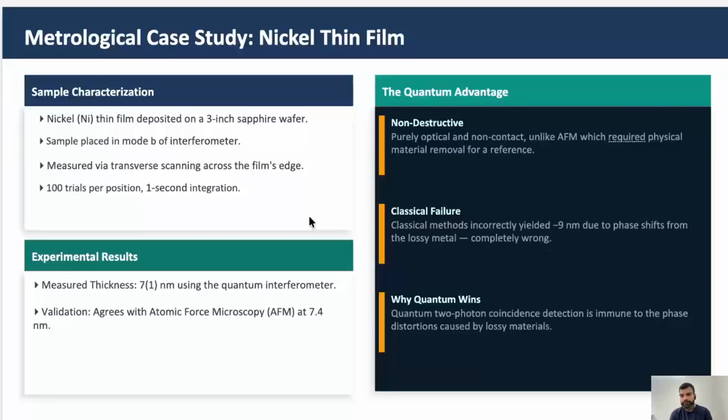Atomic force microscopy, while accurate, was destructive in this case. The researchers had to physically remove a small patch of the nickel with the AFM tip to expose the substrate for a reference measurement. Scanning stylus interferometry and 3D optical interferometry both have limitations in accuracy or resolution. The quantum interferometer was contactless, non-destructive, and accurate. So this has enormous practical use.